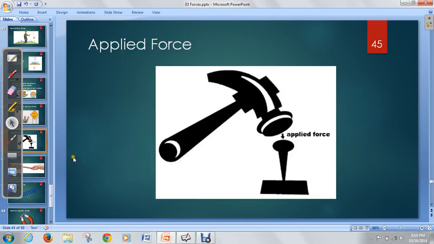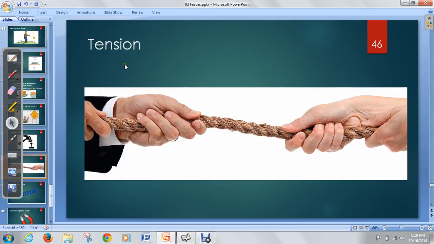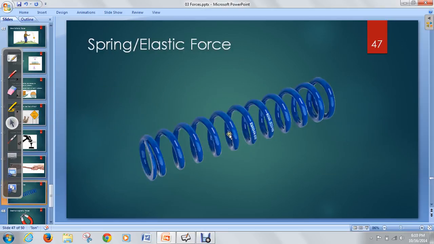Then there are other forces, like an applied force. Simple enough: hitting something with a hammer, punching something, pushing something. There's also tension, a force from something being stretched that wants to go back to its normal shape. A rope has a tension force, and bungee cords have tension. They want to go back to their normal shape. Similar to that is the spring or elastic force from compression. When you compress something, it wants to go back to its normal shape.